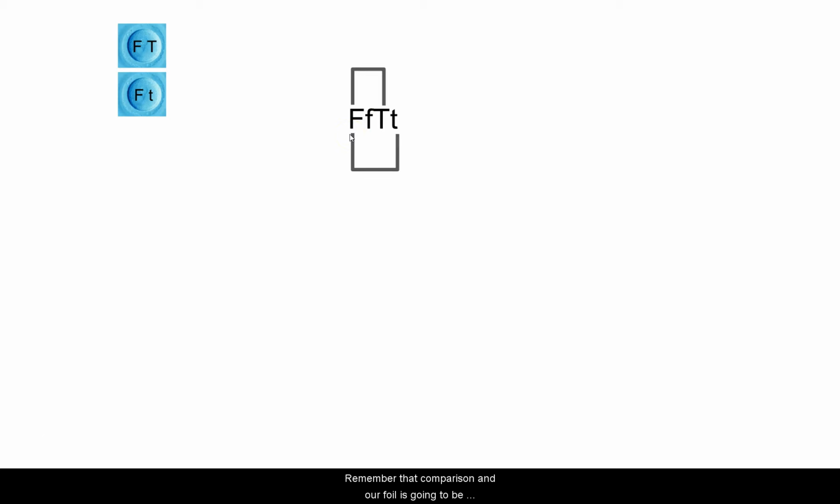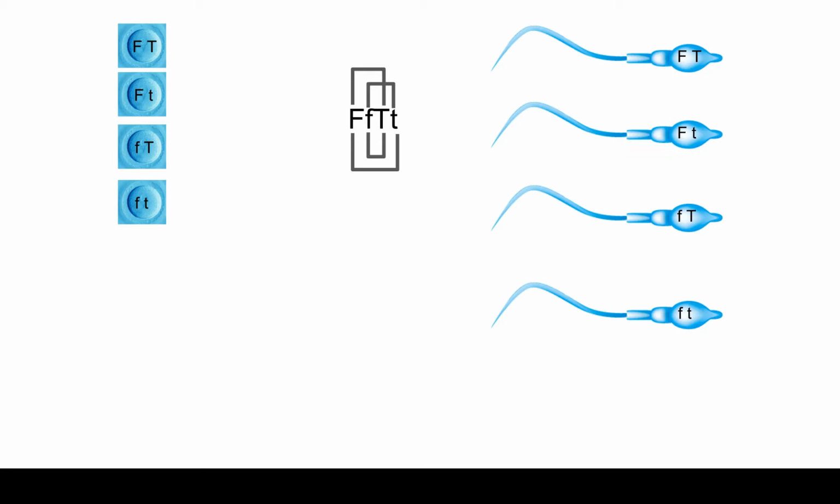The next comparison in our FOIL is going to be inside, which is going to result in a little f from this and a big T from this. And then finally, our last comparison is going to give us a little f and a little t, just like that. And the exact same process can be done for sperm. It's the exact same kind of foiling idea where you're just saying, okay, what are all the combinations of these two alleles that I can wind up with? And the sperm and eggs of a heterozygous individual are going to ultimately wind up looking the same.